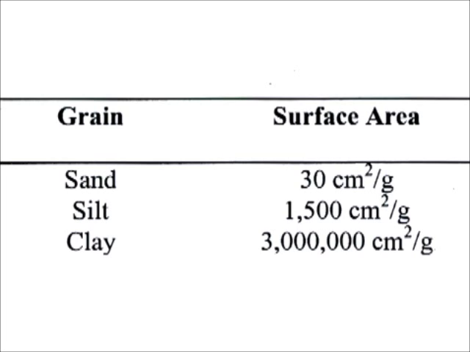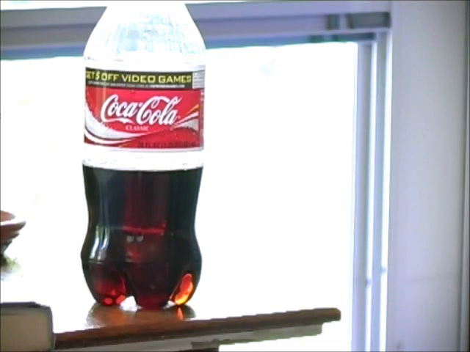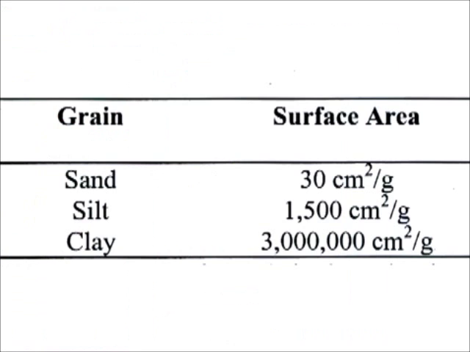Now, sand has a surface area of about 30 centimeters squared per gram, and a gram is about a quarter of a teaspoon. If we filled up a Coke about halfway full, that would be about the surface area of sand. So you can imagine that when you get to clays, it's like 3 million centimeters squared per gram.